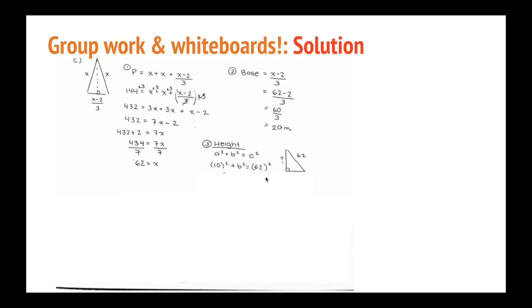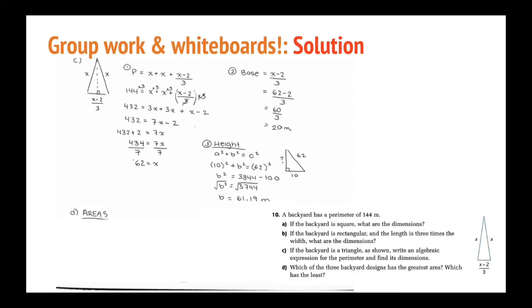And from there, we're going to do Pythagorean theorem, and we're going to try to get the b by itself. So I have 10 squared, which is equal to 100. And so what I'm doing is 62 squared is equal to 3,844. 10 squared is equal to 100. I'm going to move that to the other side by subtracting 100. So 3,844 minus 100 will be 3,744. Well, once I get that, I will need to square root both sides so I can get what b is equal to. And b is equal to 61.19 meters.